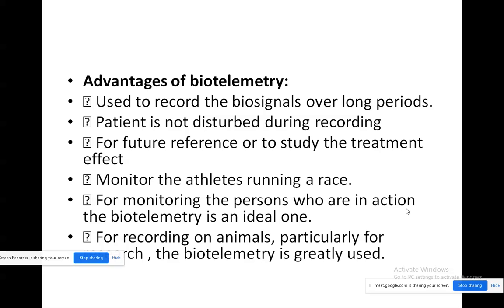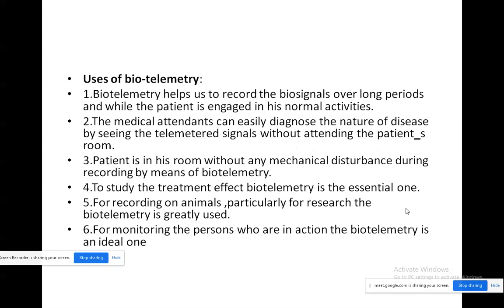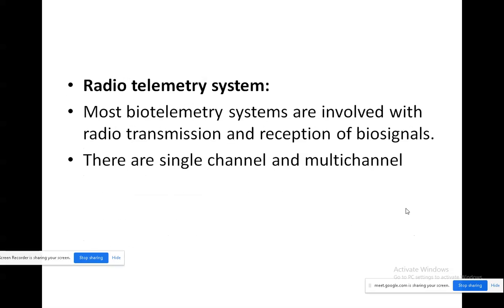Then you can use the biotelemetry method for recording animals' data. And then the uses of biotelemetry. All the points I already taught in the class.